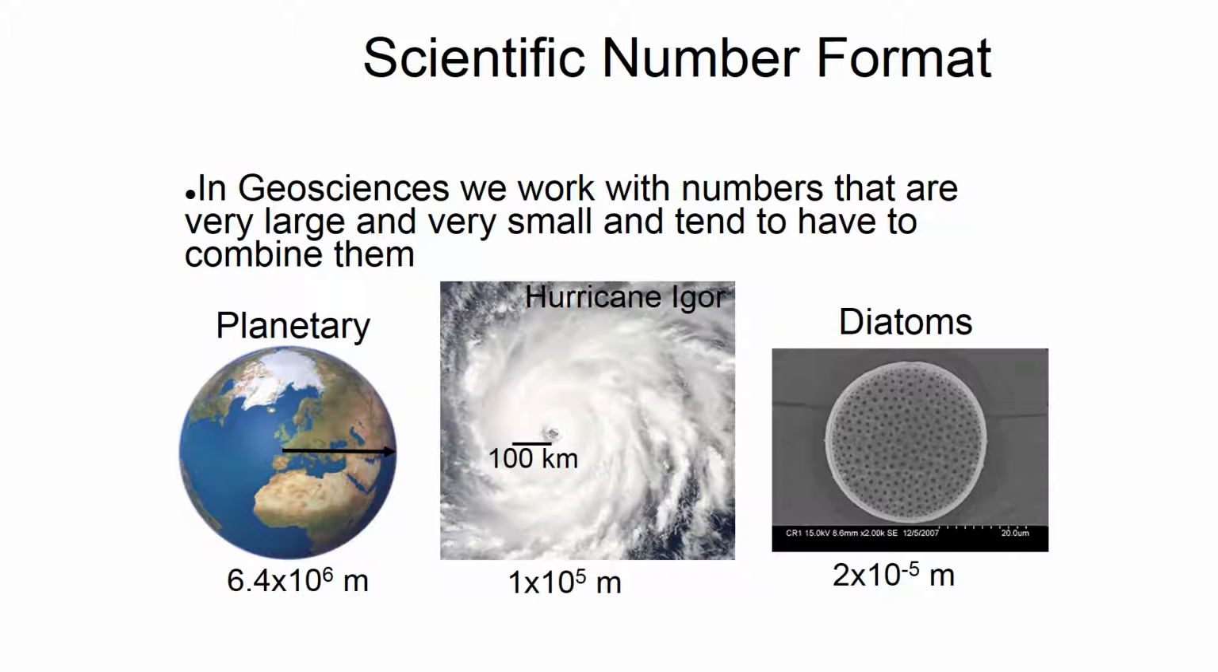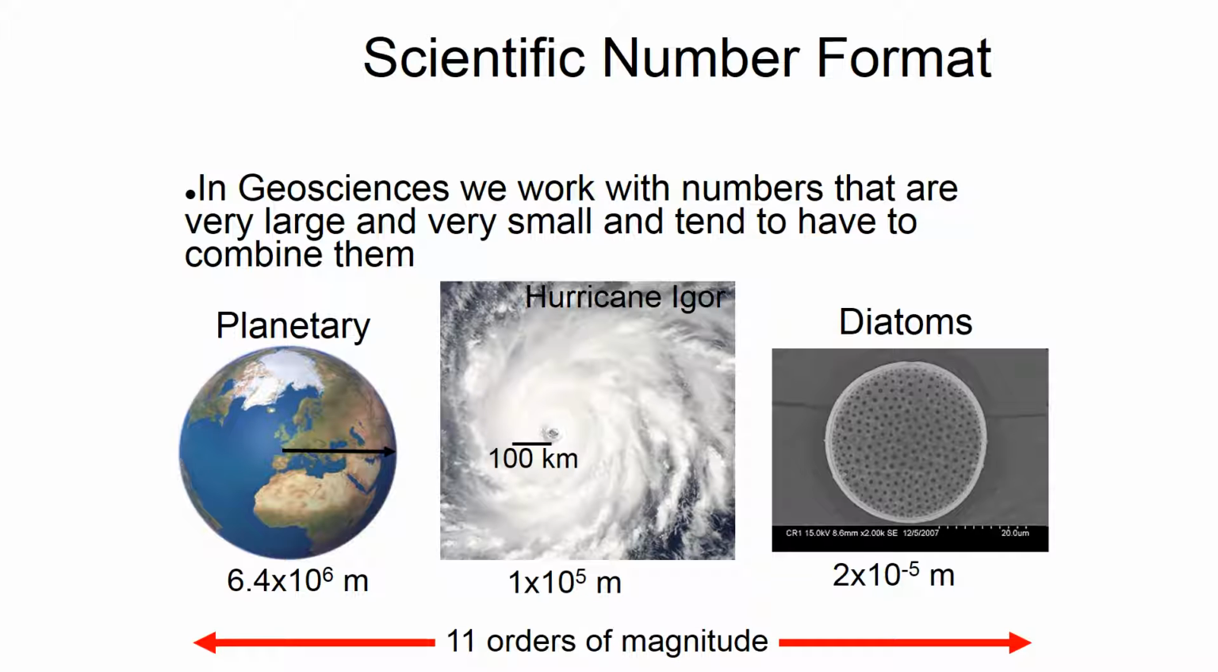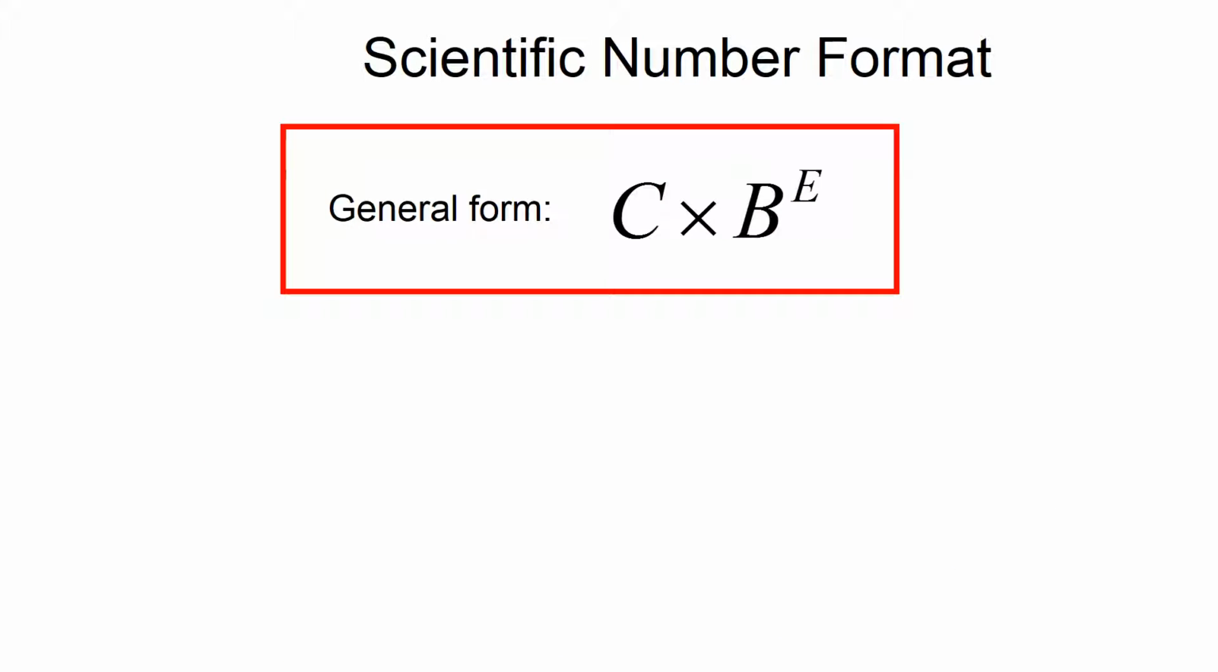To do that, we have this thing called scientific notation, which some of you may be familiar with from science courses you did at school. Orders of magnitude, I'll come on to that. This is the general form of the scientific number. There are three numbers in a scientific number. There's a first number, which is usually a number between 1 and 10.